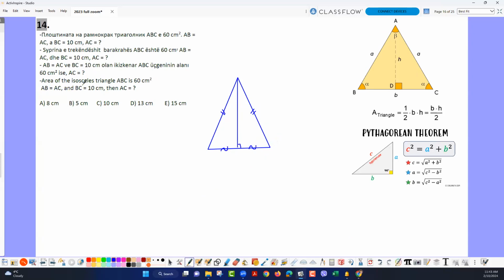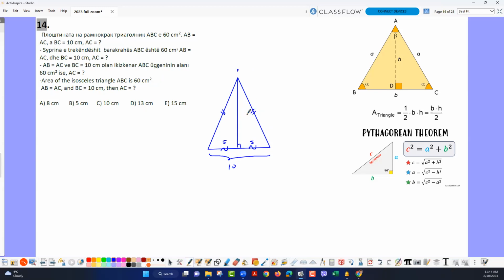Which means that in the question it's written here, the area of ABC is equal to 60 centimeters square, AB is equal to AC, these are equal to each other, then BC is equal to 10, which means that if this is totally 10, then these parts should be 5 and 5. And this part, we have to find the H.